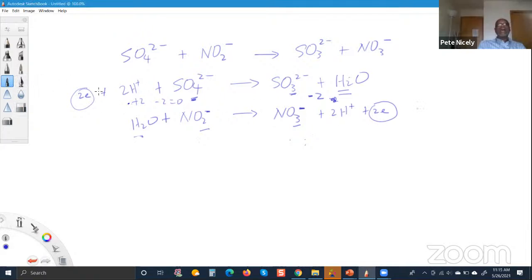Okay, so when you add these two, the 2 electrons will go here and here, and the 2 H plus will go here, and the water molecule will disappear as well. And guess what? I just realized this. The final equation would be the same as the first equation. The equation is already balanced.